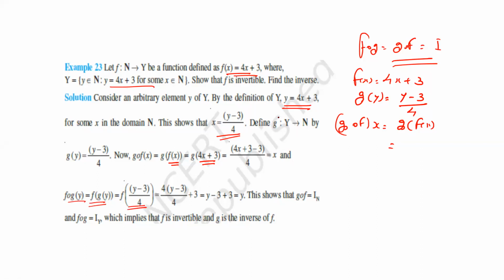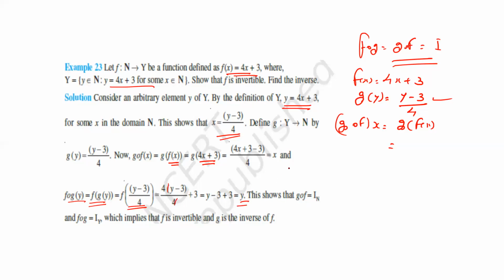y minus 3 by 4. g of y is y minus 3 by 4. So f of g of y is f of y minus 3 by 4. You know f of x is 4x plus 3. So f of y minus 3 by 4 is what? 4 into y minus 3 by 4 plus 3. This 4 and 4 cancel. You are getting y minus 3 plus 3. So what is the answer? y.